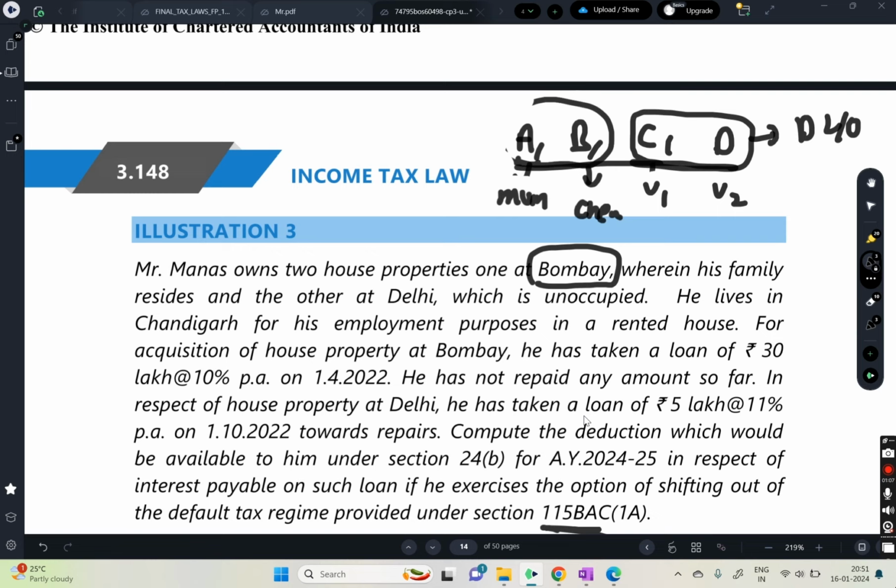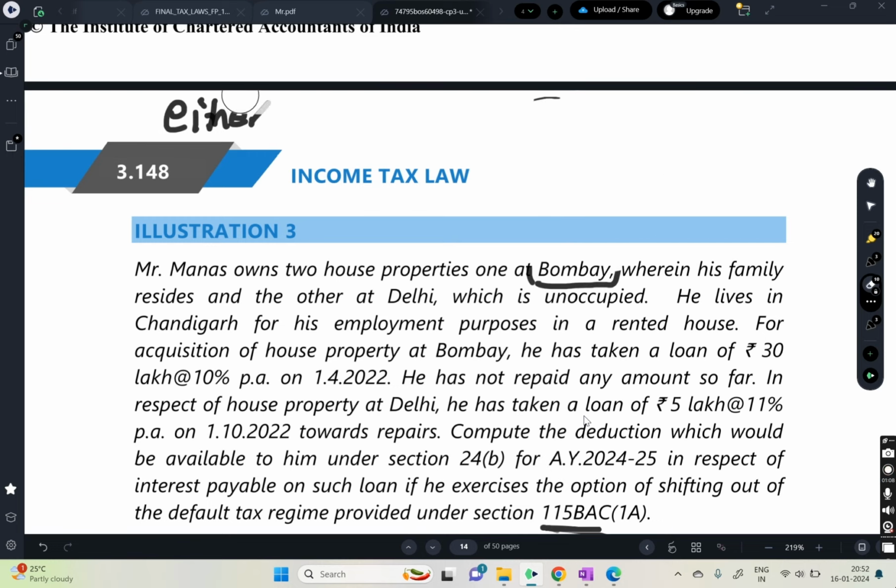But we will give the option to the assessee. You can select whatever you want. Obviously, people with common sense will select C and D because the value will be less, so they can pay less tax. Later, if they want to change that option, they can change it. So no matter how many properties you have, maximum you can claim 2 properties as self-occupied, at the option of the assessee. That is your option.